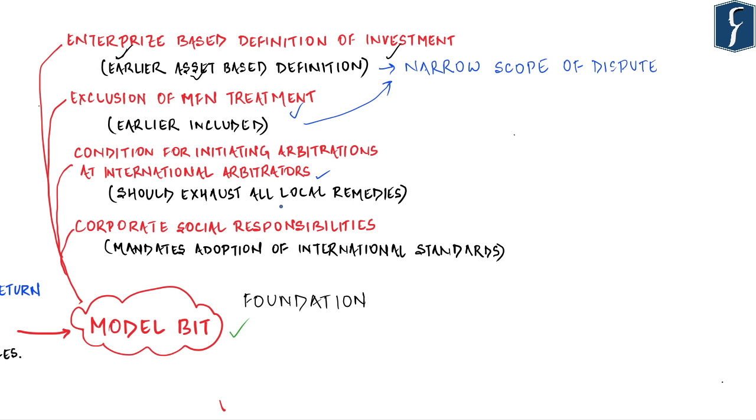Now, the third provision is the most important. The model BIT applies a condition for initiating arbitration at international arbitrators, and that condition is that the aggrieved investor should use all domestic remedies as well as negotiations and consultations before initiating arbitration against the host state. The investors can use outside remedies only 5 years after resorting to all domestic arrangements. The provisions related to corporate social responsibility have also been included in the model BIT. Now, the model BIT mandates foreign investors to voluntarily adopt internationally recognized standards of CSR.